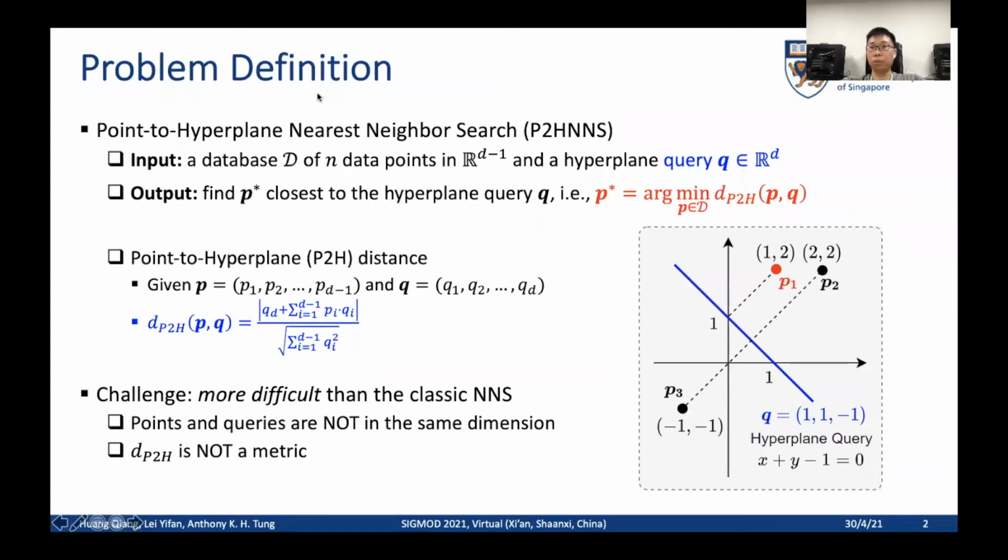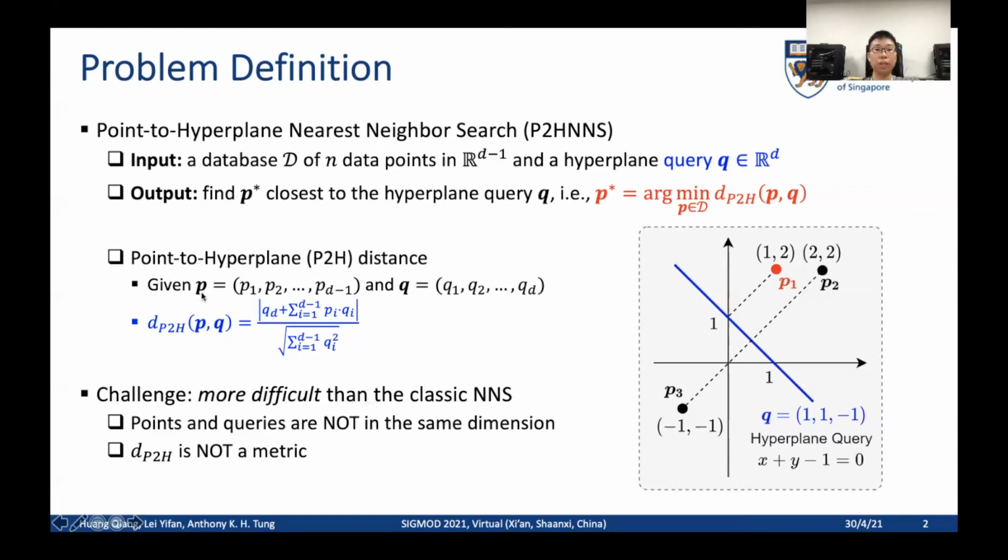We first formalize this problem. Given a database of n data objects and a hyperplane query Q, the point to hyperplane nearest neighbor search aims to find the data point P star, which is closest to the hyperplane query Q. For example, consider the figure on the right. There are three data points P1, P2, and P3 on a 2D plane. And there exists a blue line, which can be considered as a hyperplane query. As you can see, P1 is the closest data point to the hyperplane query. So P1 is the data object P star we aim to find for the point to hyperplane nearest neighbor search.